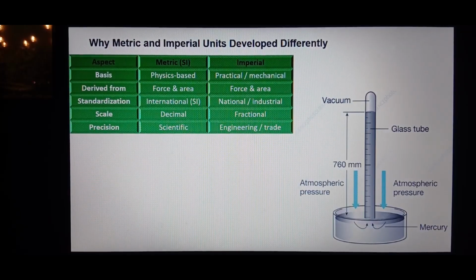The scale for metric is decimal, and the scale for imperial is fractional. The precision for metric is scientific, and for imperial it's engineering and trade.